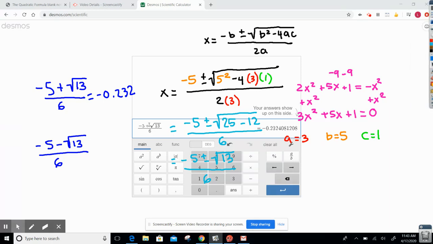I'm going to type in -5 minus the square root of 13 over 6. Which in this case for us equals -1.434. And those are going to be our two answers. Oops, I forgot my negative. I'm sorry, guys. -1.434 and -0.232. When you're doing these problems, round them to 2 or 3 decimal places.